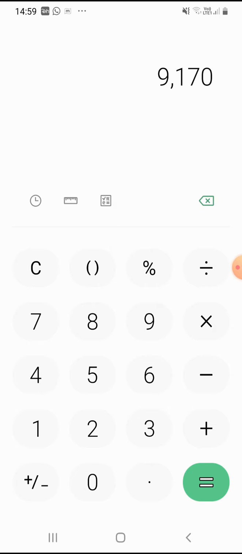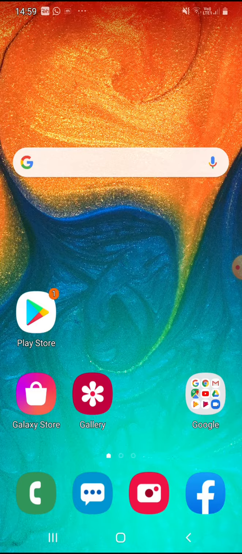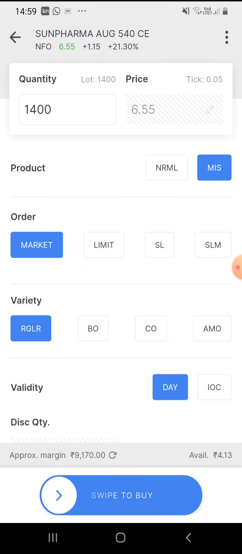Okay, so we are buying 540 CE for 9170. We don't have 1 lakh rupees to buy the futures, but we have 10,000 rupees with us, or we have a capital of 30,000. So we will buy this strike. Which strike? Sun Pharma 540 CE at 6.55, 1400 lot. So you invested 9170 rupees to buy this one.